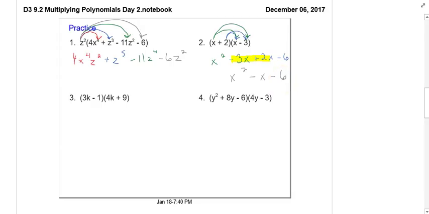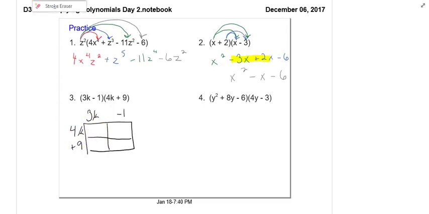Okay. You guys tend to like box method. I'm going to go ahead and do this one in box method. Okay, I have 2 terms by 2 terms, so 2 rows, 2 columns, and I have 3k minus 1 and 4k plus 9. Oh, and I don't need the plus.